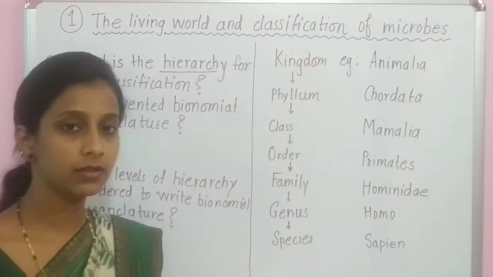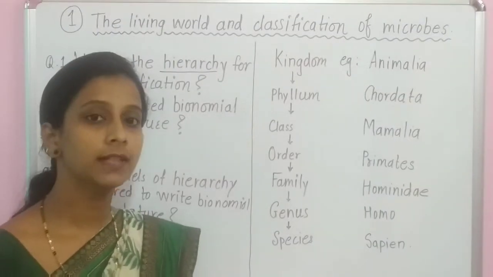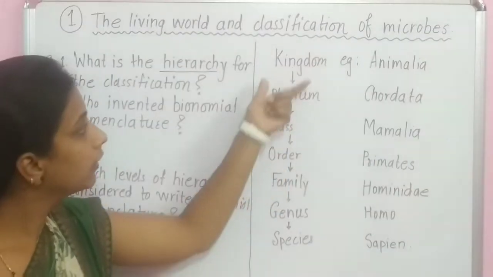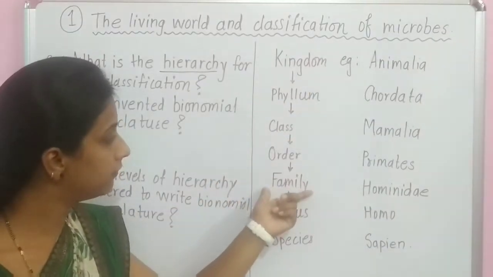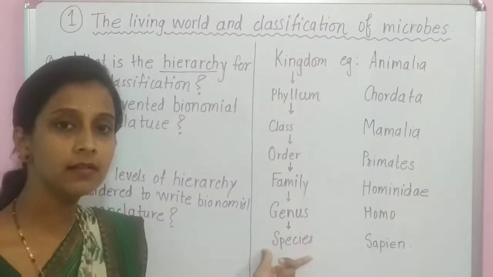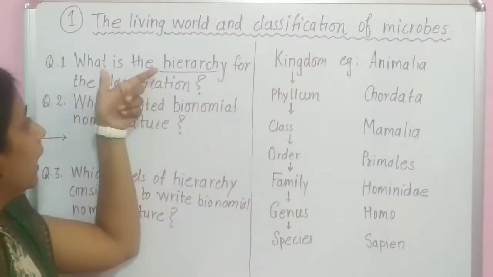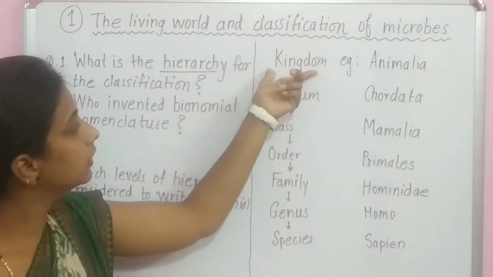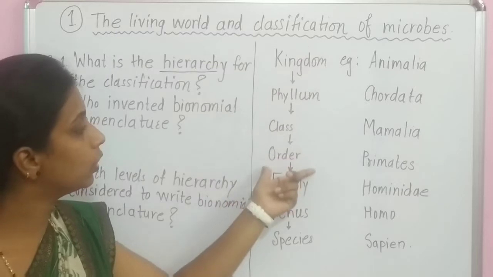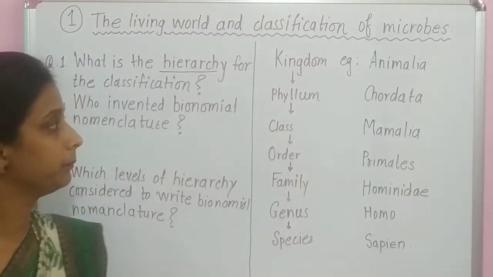So the hierarchy for the classification of living organisms is kingdom, phylum, class, order, family, genus, and species. So the answer of the question is, the hierarchy for the classification of living organisms is kingdom, phylum, class, order, family, genus, and last comes species.